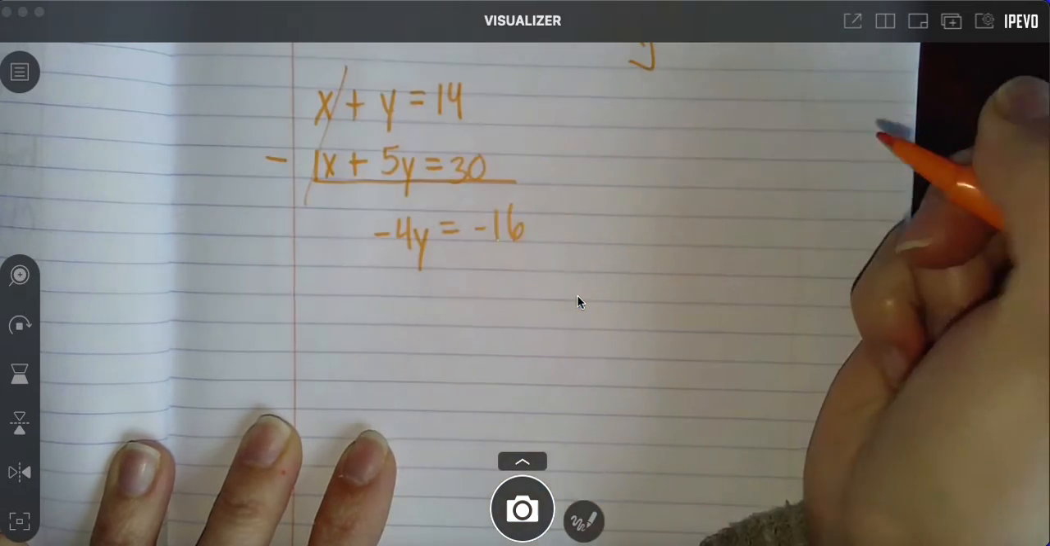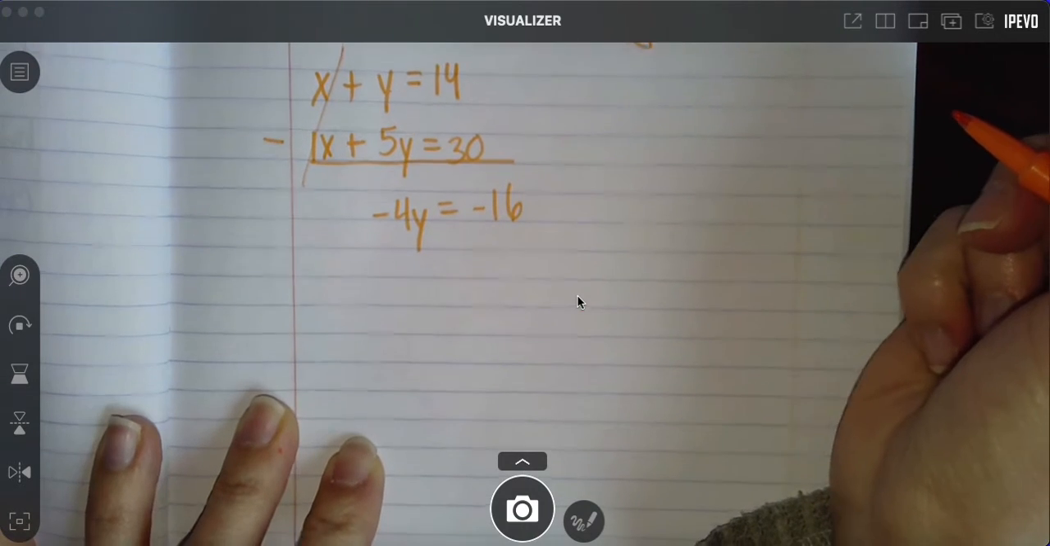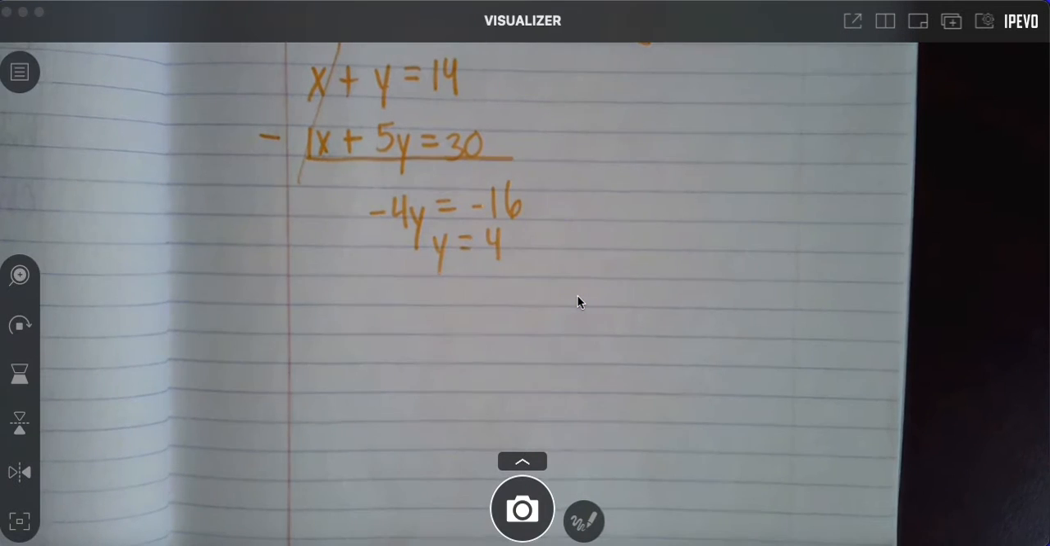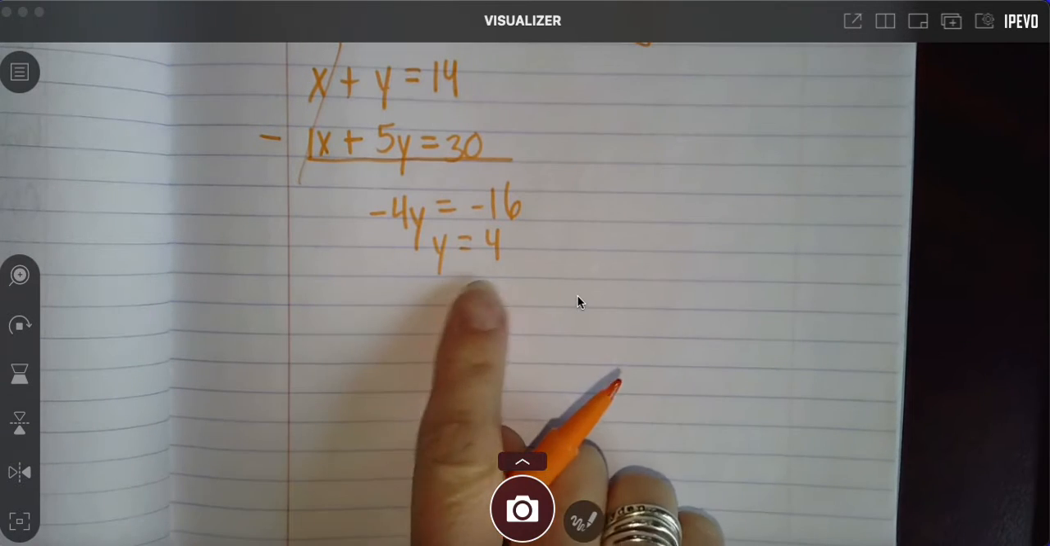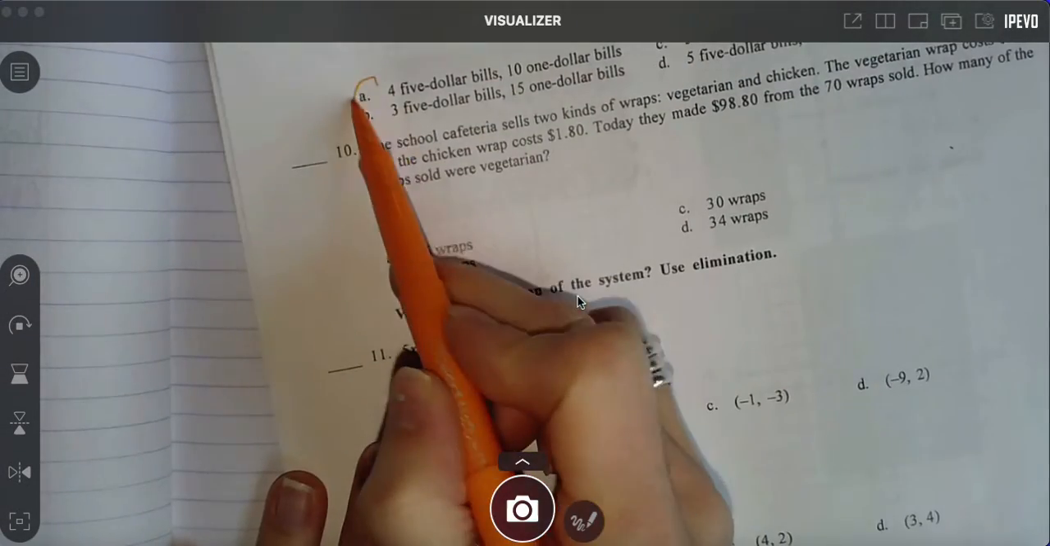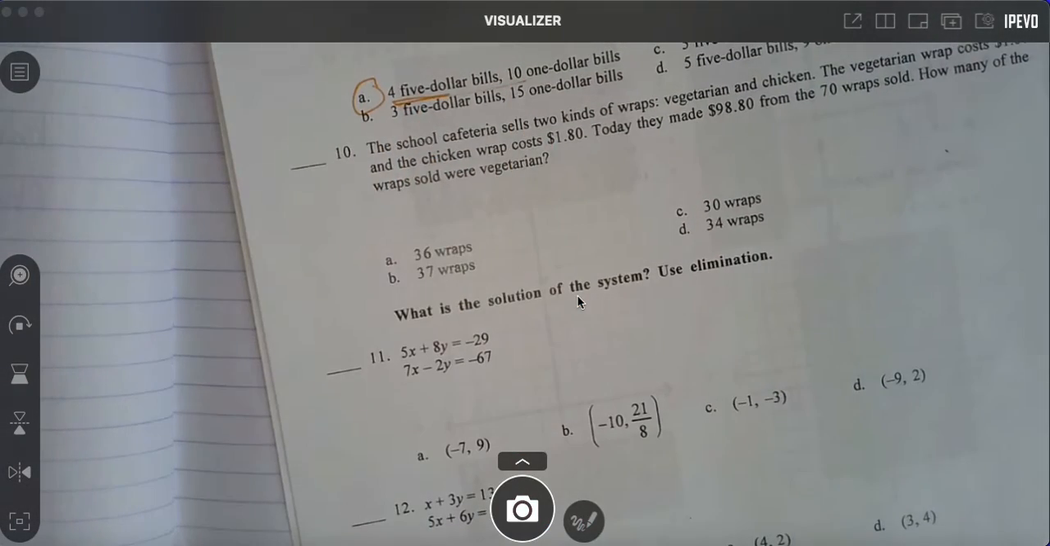Then what do we do? Divide by negative 4. So y equals 4. What is it asking for, though? The answer. It says, find how many of each kind of bill. You already know your answer. Oh, yeah, okay. So we have our 4 $5 bills, because that's my $5 bills. And you can tell that's A, because that's the only one that has the 4. Okay?